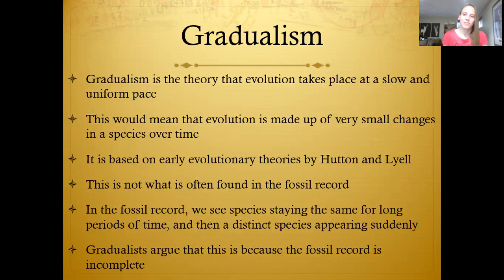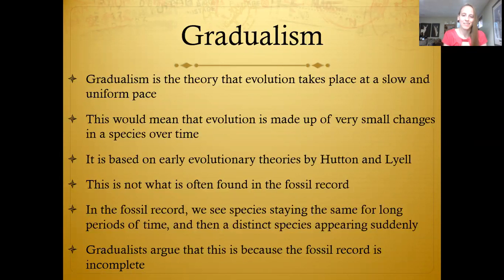So the first theory is gradualism. This theory says that evolution takes place at a slow, uniform pace. So it's a slow and steady change that is happening. This would mean that evolution is made up of very small changes to the species that just accumulate over a very long time. It's based on the evolutionary theories by Hutton and Lyell.